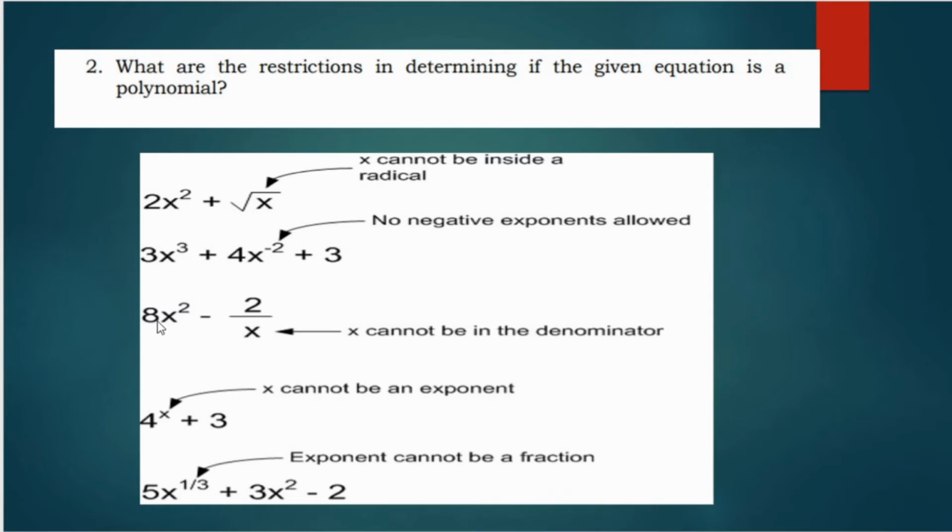Number 3, we have 8x squared minus 2 over x. Our x in here is in the denominator, so it cannot be. Then, we have 4 raised to x plus 3, wherein x cannot be an exponent. The last one, we have 5x raised to 1 over 3 plus 3x squared minus 2. Our exponent in here cannot be a fraction. So, these are the restrictions in determining if the given equation is a polynomial or not.